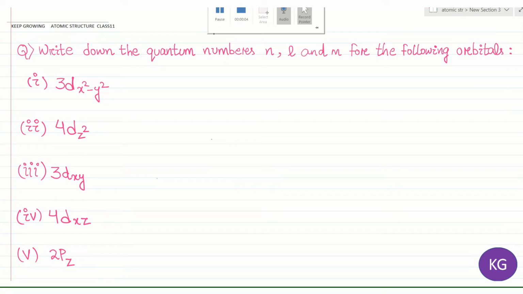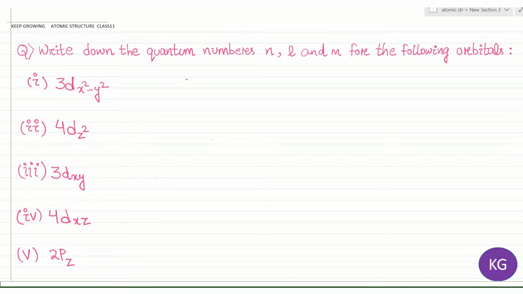Write down the quantum numbers n, l, and m for the following orbitals. First of all, we should know what the quantum numbers are. Quantum numbers represent an electron, or give the address of the electron, telling which orbital in an atom it belongs to.